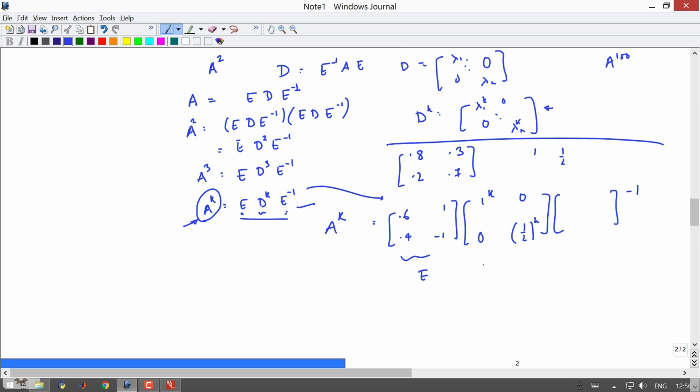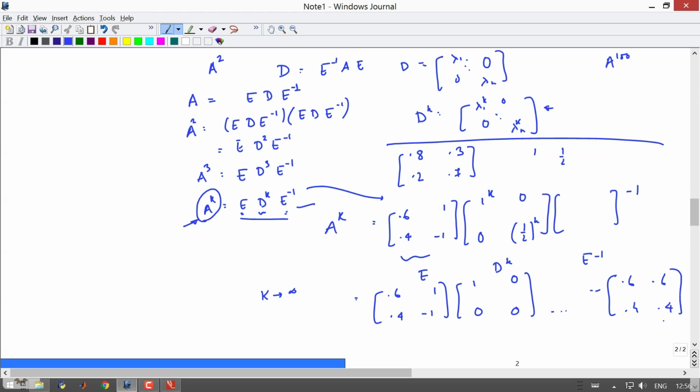This is E, this is D to the power k, and this is E inverse, whatever that could be. So what happens as k goes to infinity? Well, as k goes to infinity, I'll have 0.6, 0.4, 1, minus 1, the eigenvectors. This will go to 0. This is anyway 0, this is anyway 0, this is a 1, and the corresponding number here. So I can just compute this to be 0.6, 0.4, 0.6, 0.4.